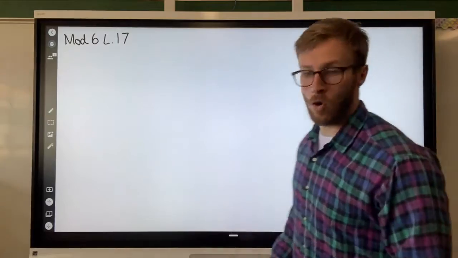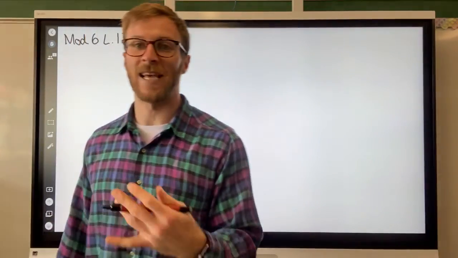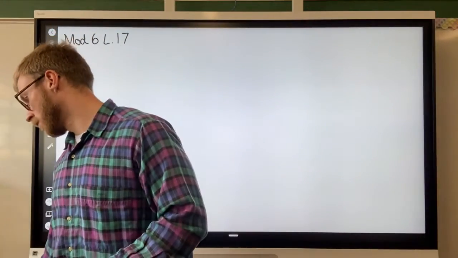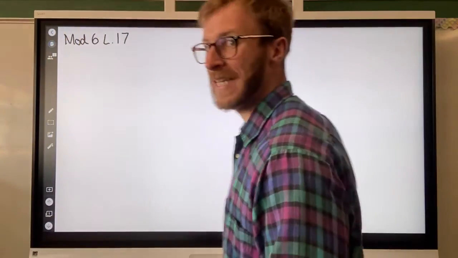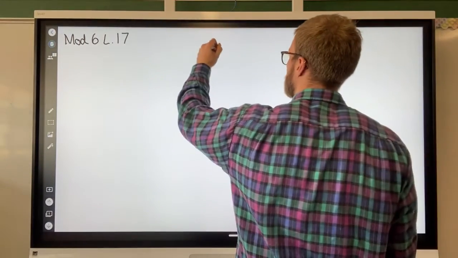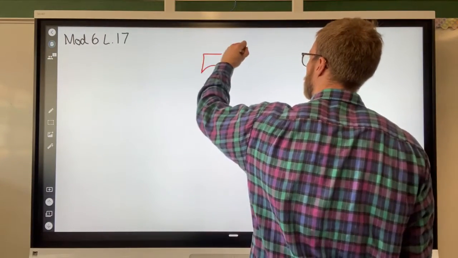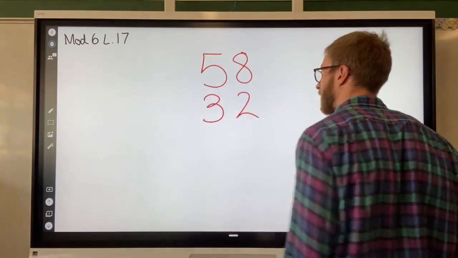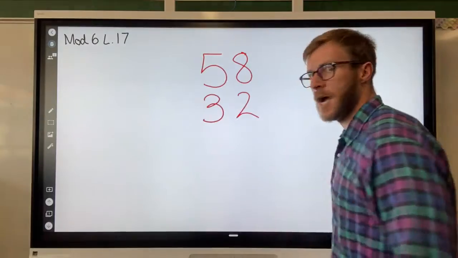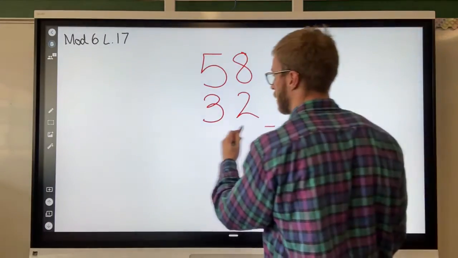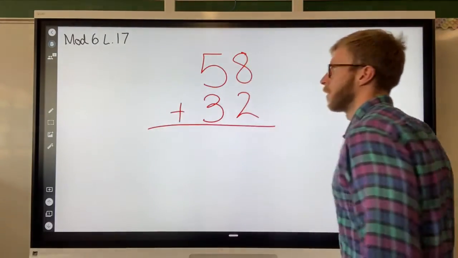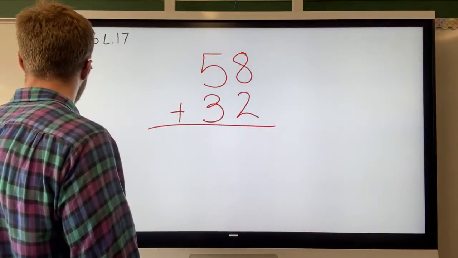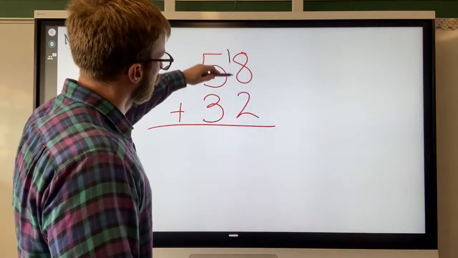And remember, this whole method is adding the tens with the tens and the ones with the ones. This next one is going to be 58 plus 32. Again, notice, they are right on top of each other. They're nice and neat and organized. 58 plus 32. Draw the line.